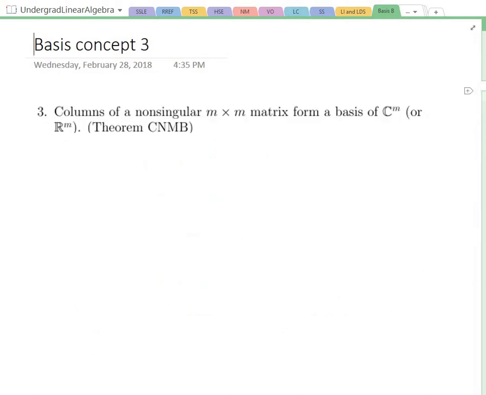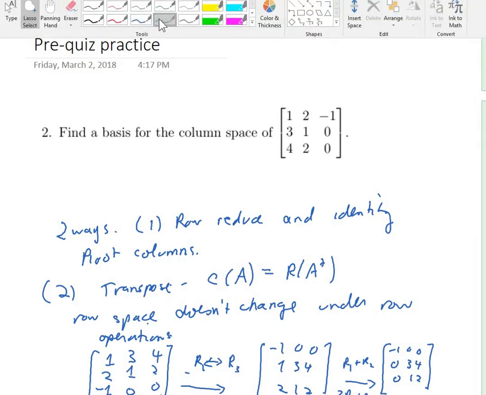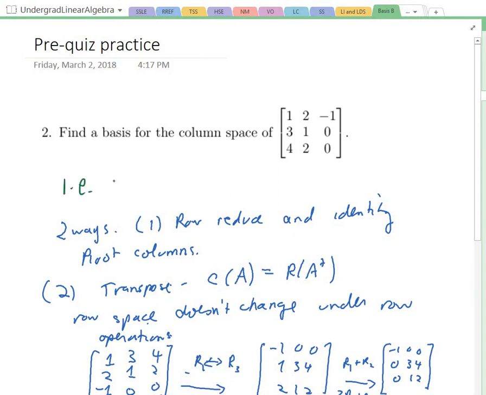So let's go on and do some practice. For instance, how would you find the basis for the column space of this matrix? Now, we just employ techniques and solve problems that we've done before. What we want is a linearly independent set that has the same span, that spans C of A.